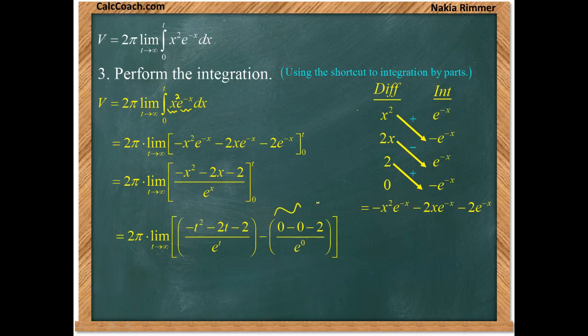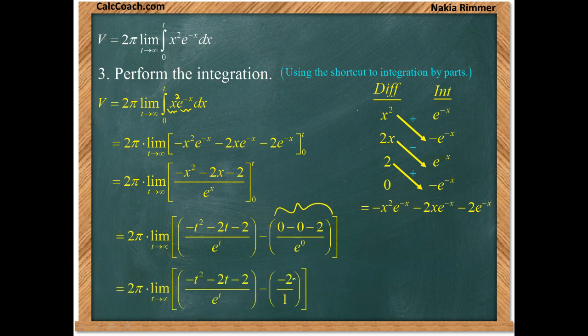And let's deal with the 0 part while we can before we figure out what the limit is. Plugging in 0 gives you 0 and another 0 and then a negative 2, and then the denominator is e to the 0, so that's negative 2 over 1. But then it's upper limit evaluation minus lower limit evaluation from the fundamental theorem of calculus part 2. And so that's just going to be a minus of negative 2, or a plus 2.